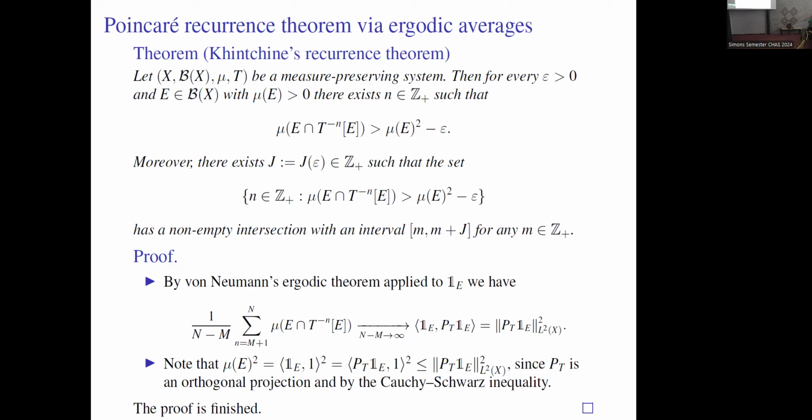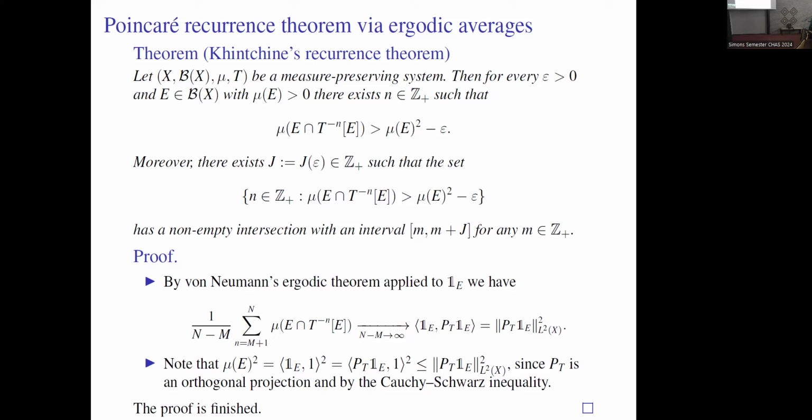And moreover, here is what's important: we can also deduce that this set is syndetic. Which means that there exists an integer, depending on epsilon, with the property that this set has a non-empty intersection with any interval of this form, for any positive integer. In ergodic Ramsey theory, sets with this property are called syndetic, and they play an important role in Ramsey theory.